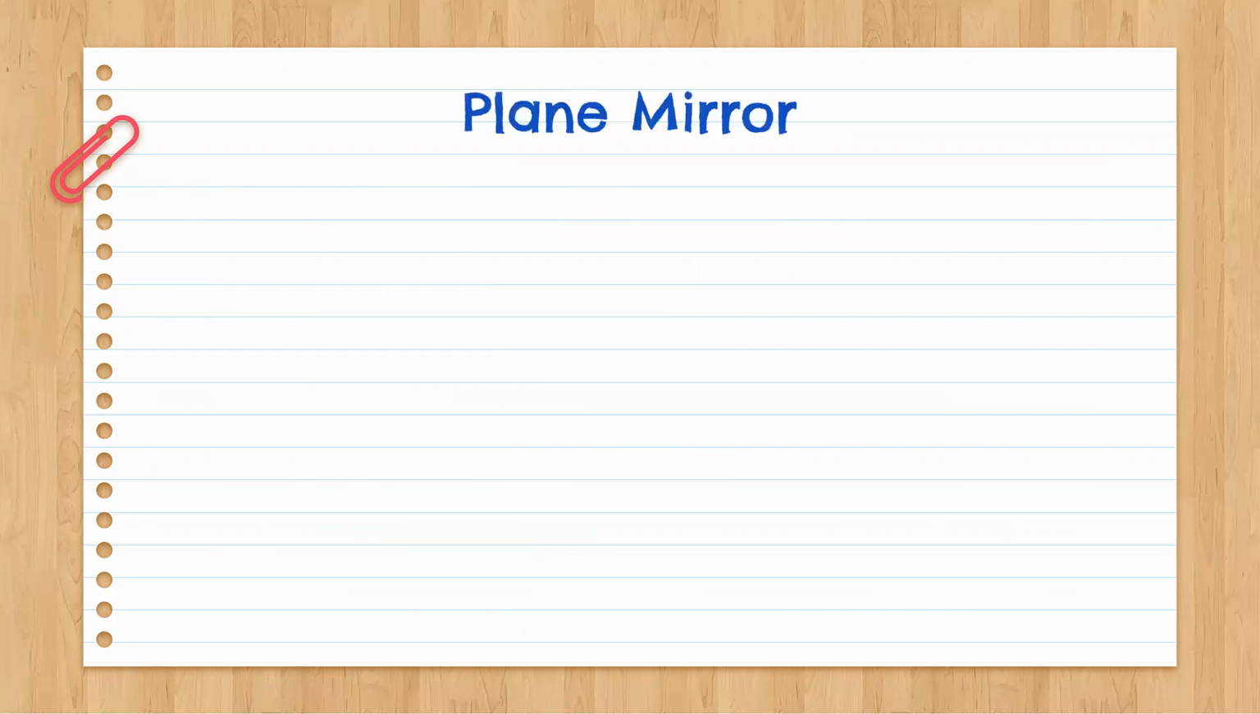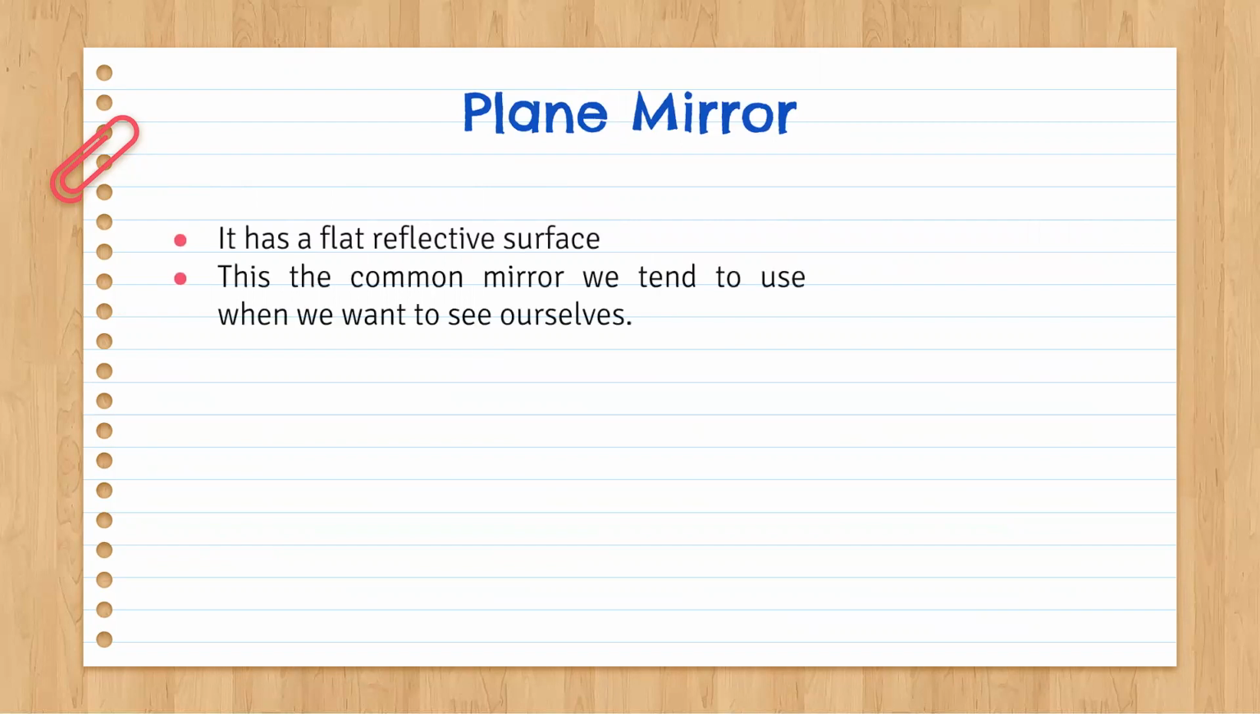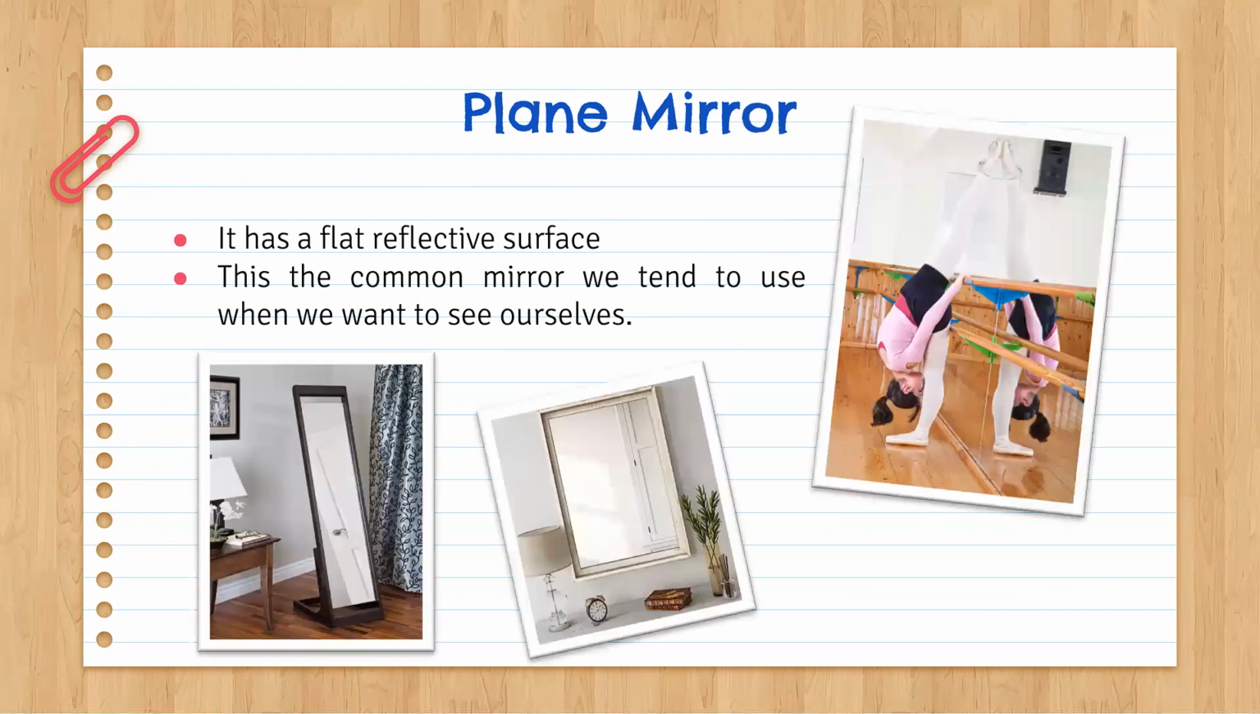The plane mirror has a flat, reflective surface. This is the common mirror we tend to use when we want to see ourselves. These are some examples of those plane mirrors.